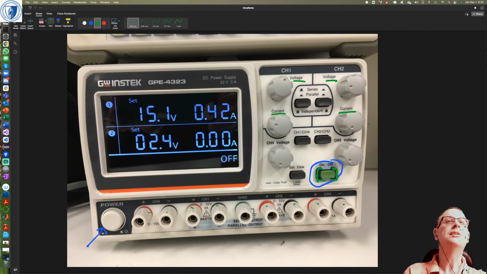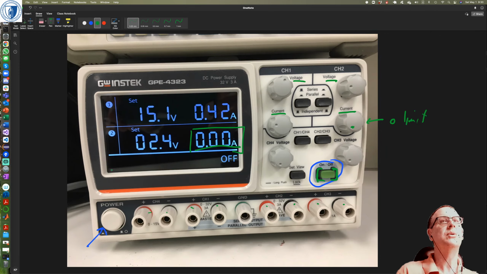And this one here, actually, that's telling me that one's set to a zero limit, which means nothing will come out. The fact that there's a zero limit means that even if you turn it on and you set the voltage to something other than 2.4 volts, it'll fire up and nothing will come out because the current limit will kick in.